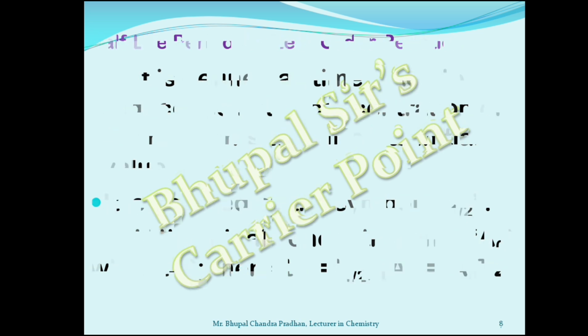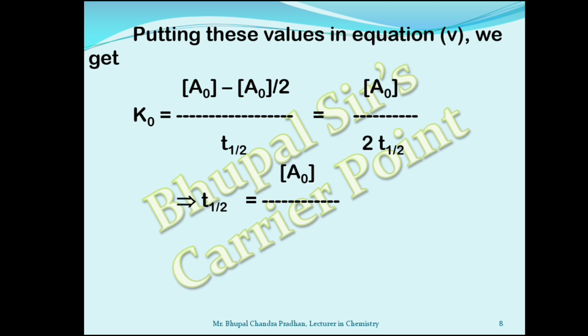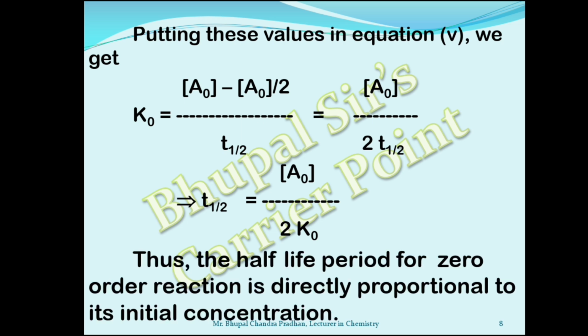Putting these values in equation 5 we get K0 is equal to A0 minus A0 by 2, by T half, implies K0 is equal to A0 by 2 T half, implies T half is equal to concentration of A0 by twice of K0. This is the equation for half-life period of zero order reaction.